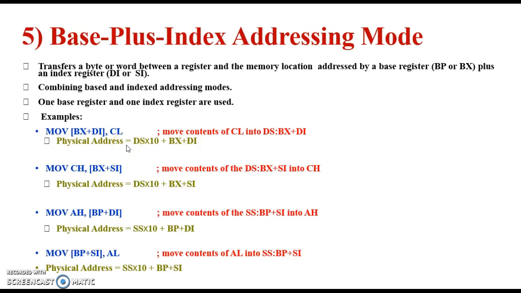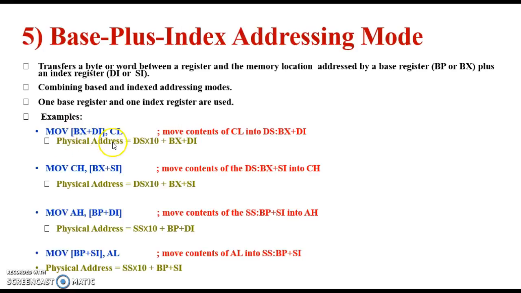The next addressing mode is base plus index addressing mode. In this type of instruction, it transfers a byte or word between the register and the memory location addressed by a base register, that is BX or BP, plus an index register, SI or DI. Combining base and index addressing modes, one base register and one index register are used. For example, move in bracket BX plus DI, CL. It moves the content of register CL into DS:BX plus DI.